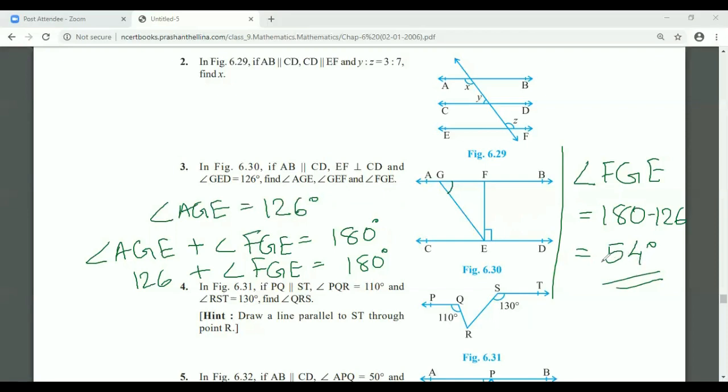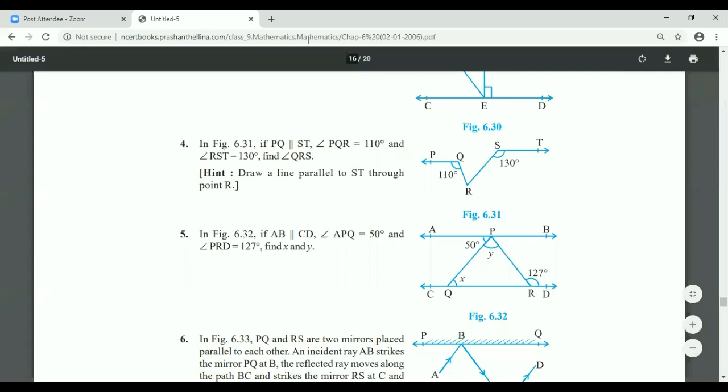180 minus 126, you will get 54 degree as angle FGE. Now we can come to question number 4.